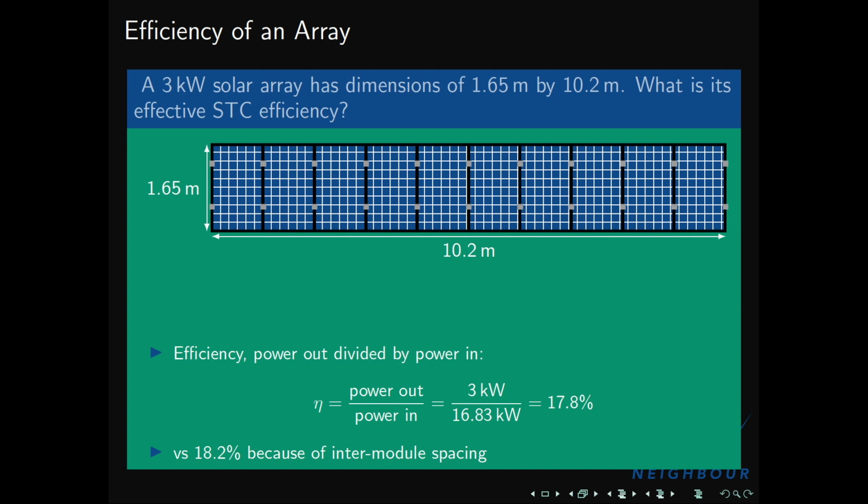And if you were to compare the efficiency of a module with the efficiency of the PV cells that it's made up of, you'll notice that it is also a little bit less, because PV cells also need some space between them and so on.